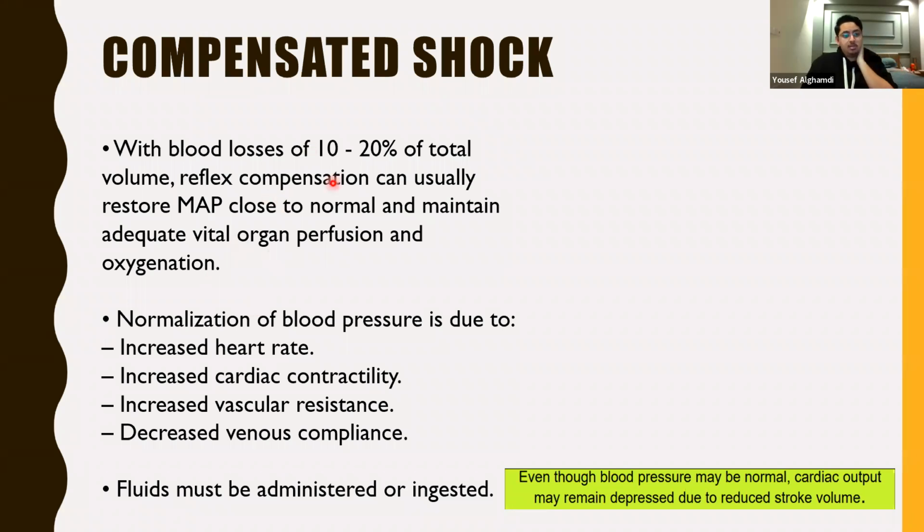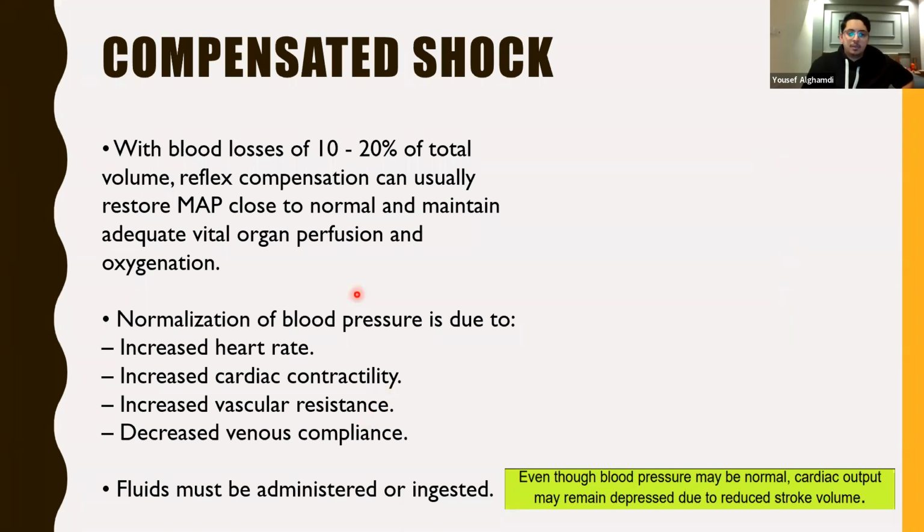So with blood losses of 10 to 20% total volume, a reflex compensation can usually restore your mean arterial pressure. It can restore it close to normal, almost normal. You can function, but then you would go to the hospital, get an IV, right? Or you're already at the hospital and they just give you an IV depending on what the situation is, right? So it will be close to normal in terms of organ perfusion, oxygenation, and mean arterial pressure.